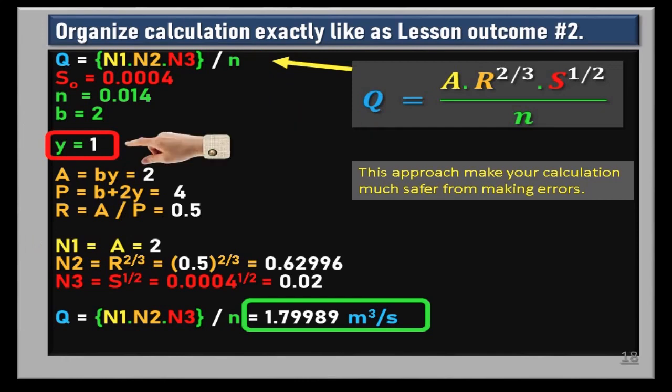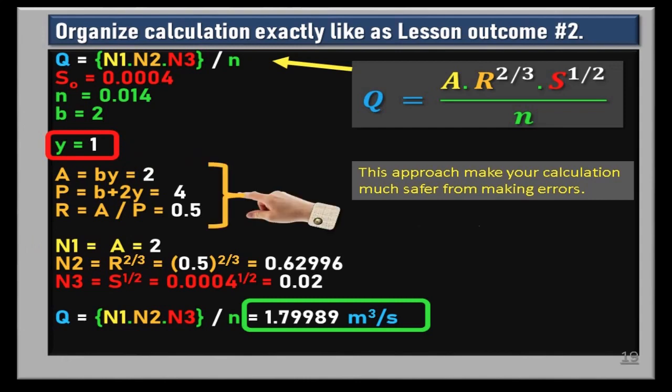Then, start trial depth Y at 1. Replacing depth Y to 1. We can start calculate the area A, wetted perimeter P, hydraulic radius R, and flow Q. The area A, after calculation, A is 2. The wetted perimeter P, after calculation, P is 4. The hydraulic radius R, after calculation, R is 0.5.